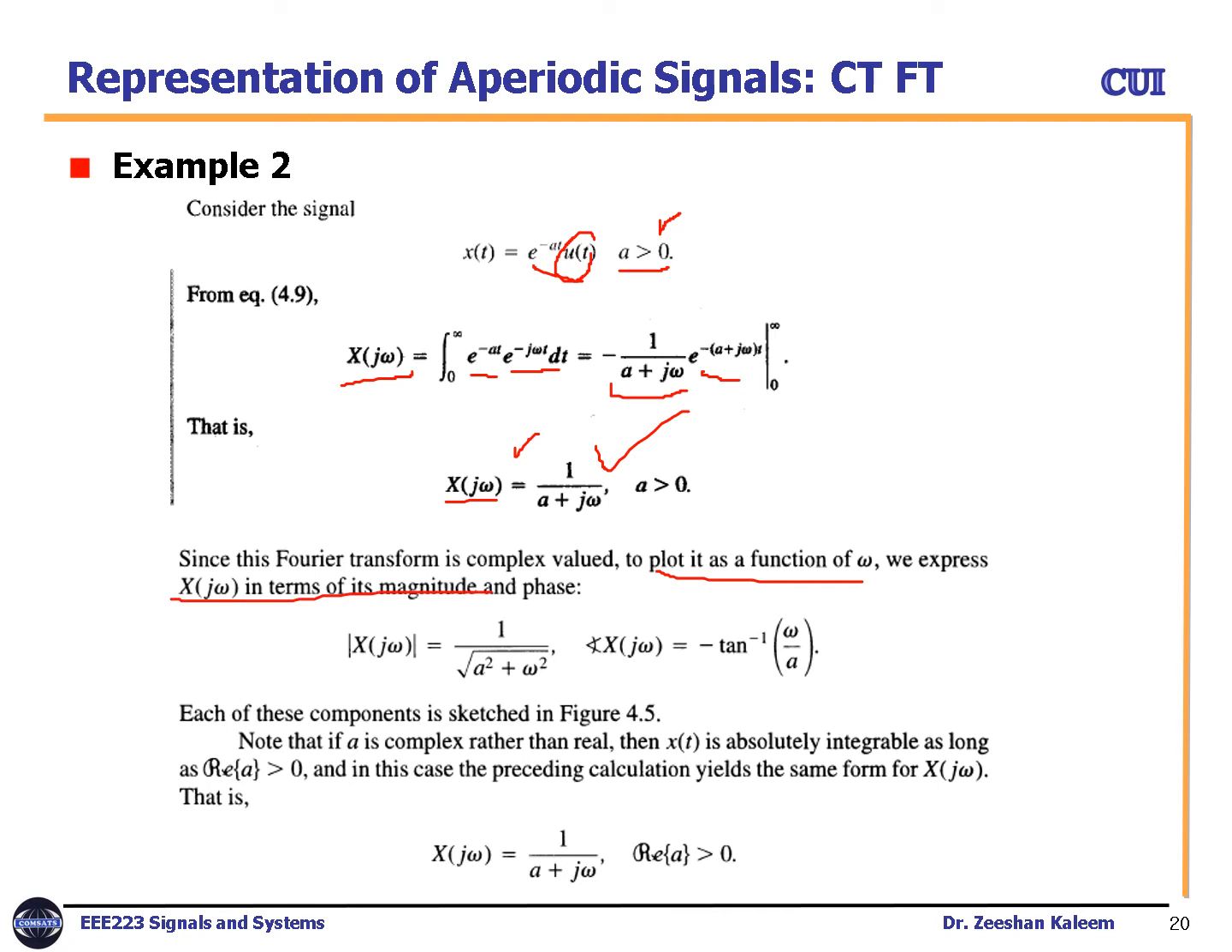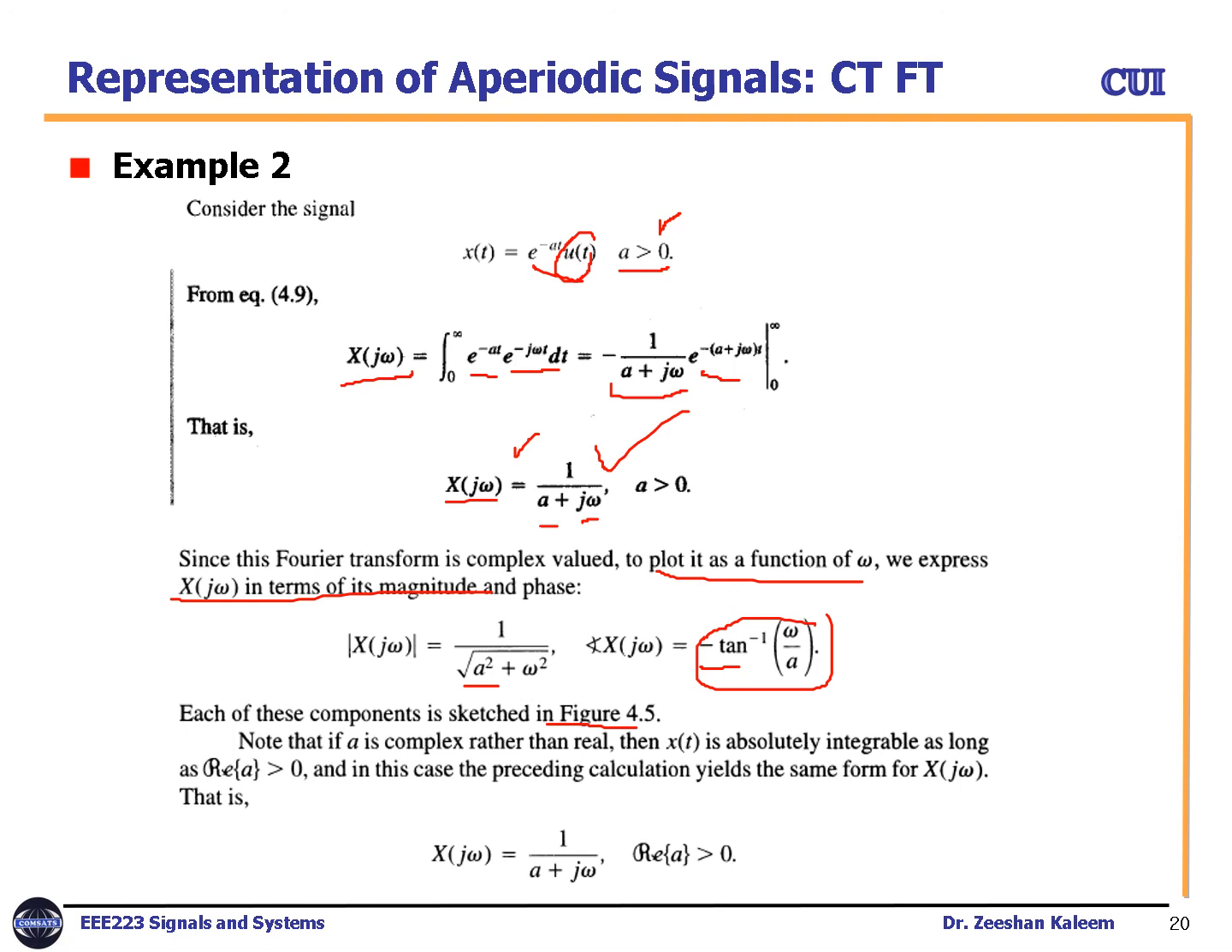The magnitude, the double bar of X(j omega), is equivalent to the square root of a square plus b square, so 1 over the square root of a square plus omega square. And the phase is minus tangent inverse of b over a, where b is omega. So this way we can calculate the phase. Each of these components is sketched in figure 5.5. On the next slide I will show you.